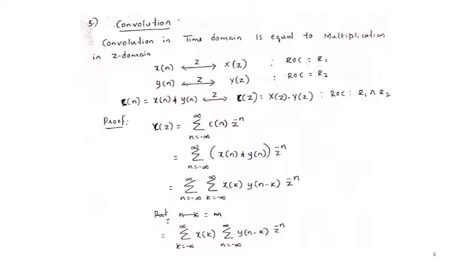I'll consider two signals x of n and y of n. If x of n has z transform x of z with ROC R1, and y of n has z transform y of z with ROC R2, then I'll take c of n equal to x of n convolved with y of n, that is x of n star y of n. Its z transform is C of z equal to x of z into y of z. Convolution in time domain is equal to multiplication in z domain.